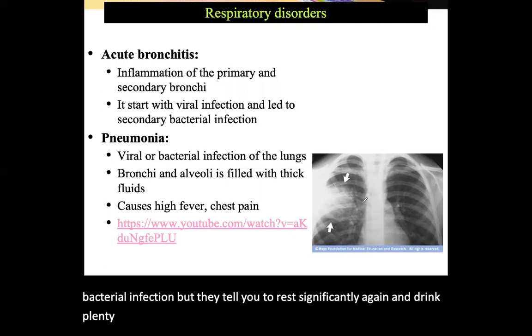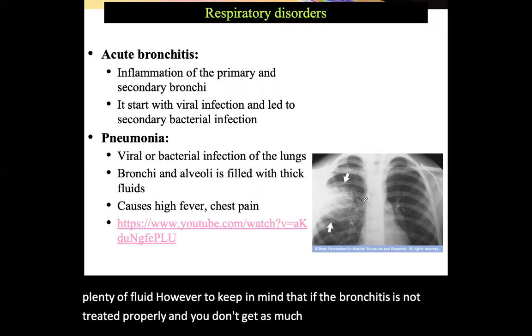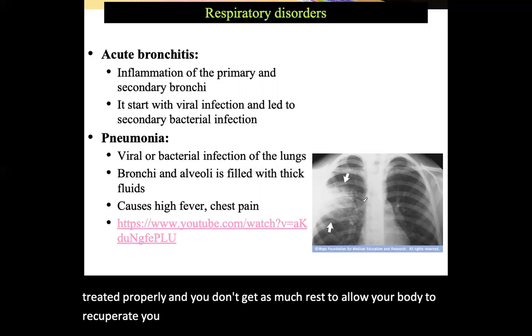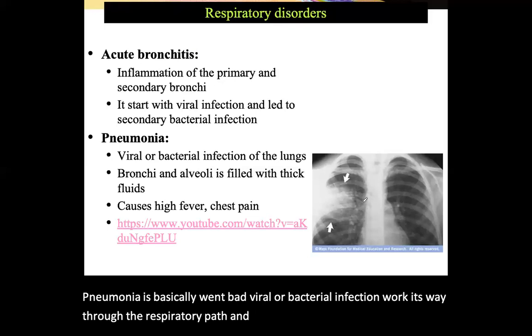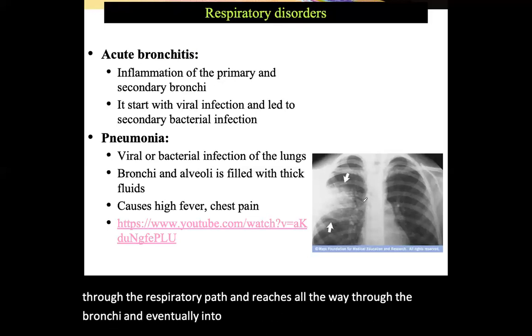However, do keep in mind that if the bronchitis is not treated properly and you don't get as much rest to allow your body to recuperate, you will make it much worse, and that can lead to pneumonia. Pneumonia is when that viral or bacterial infection works its way through the respiratory path, through the bronchi, and eventually into the alveoli, which is where your gas exchange happens.